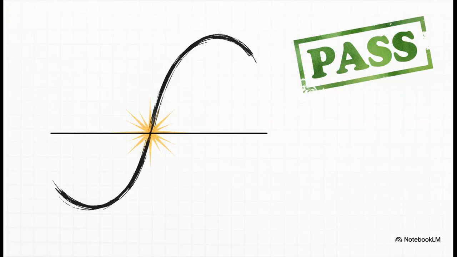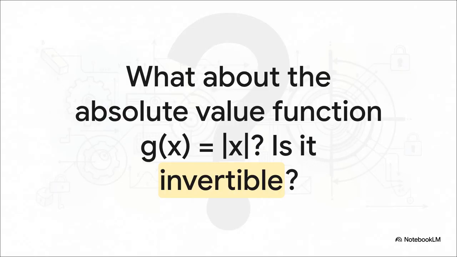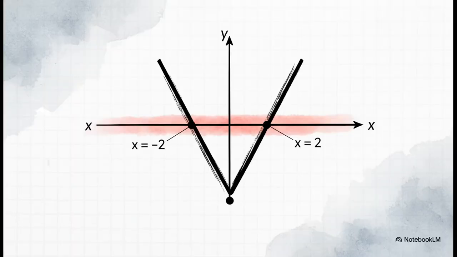And what do you see? No matter where you put that line, it only ever touches the graph at one single point. It totally passes, with flying colors even. This function is one-to-one, and that means it's invertible. All right, next up, the absolute value function. It's got that classic V shape. So what do you think? Invertible or not? Let's see what happens.